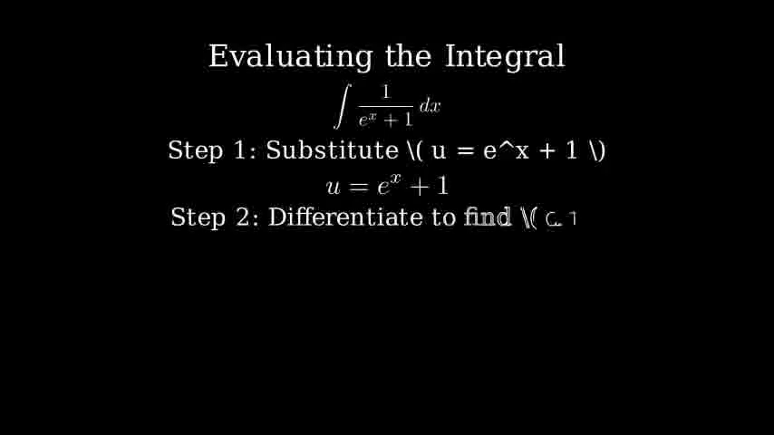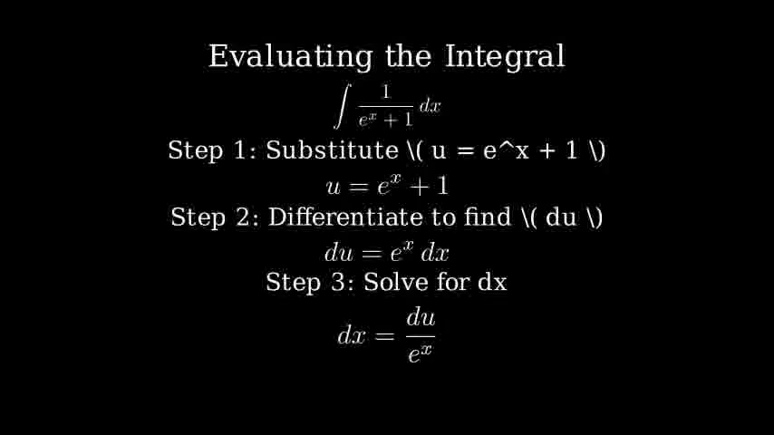Now, to find what dx is in terms of u, we need to differentiate the substitution equation. Differentiating both sides, we get du equals e raised to the power of x dx. Next, we need to express dx in terms of du. To do this, solve for dx. That gives us dx equals du divided by e raised to the power of x.